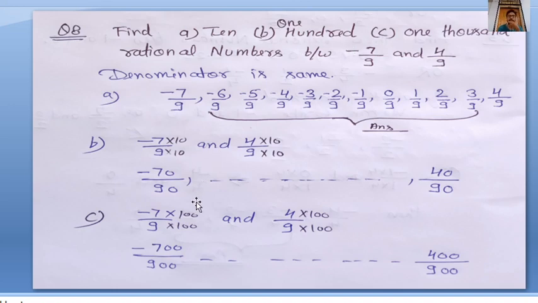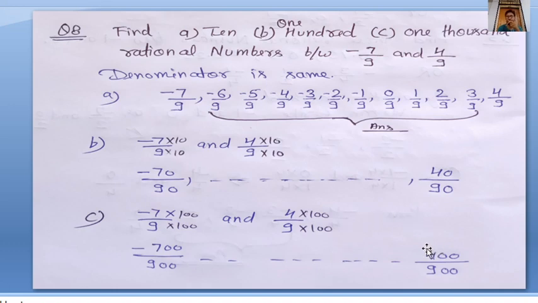Next, I want to insert 1000 numbers here. So we have to move up to 1000 places. How can we? We should multiply by 100. When you multiply by 100, you will get minus 700 upon 900 and 400 upon 900. In between them, how many numbers can come? From minus 699 to 0, and 0 to 399.